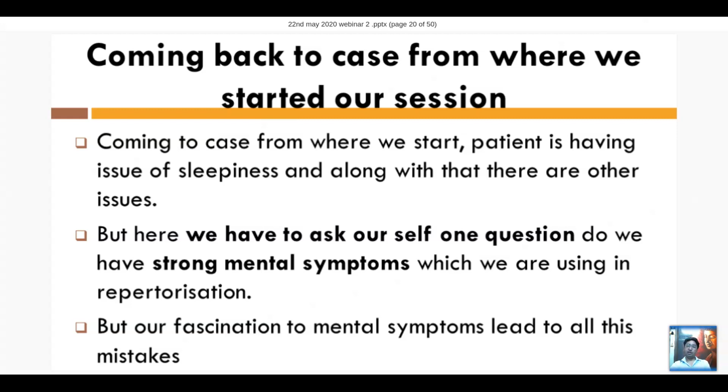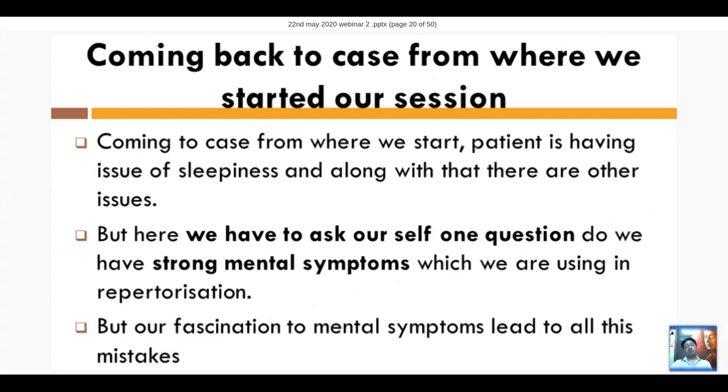Are they peculiar? Are they PPP or 3 plus? No, they are only 1 plus. But our fascination with mental symptoms leads to all these mistakes. Confidence, want of self, and indolence were of less intensity, only 1 marked by me. So here it is a very important understanding we should know: if in any given case you are considering prescribing a polychrest, you must have strong confirmatory symptoms to justify your prescription. Otherwise, you will fail.